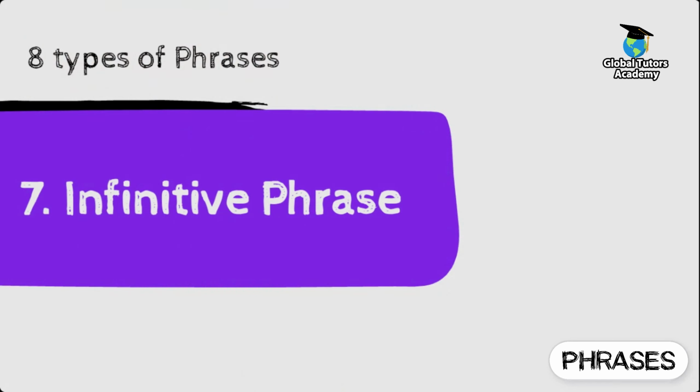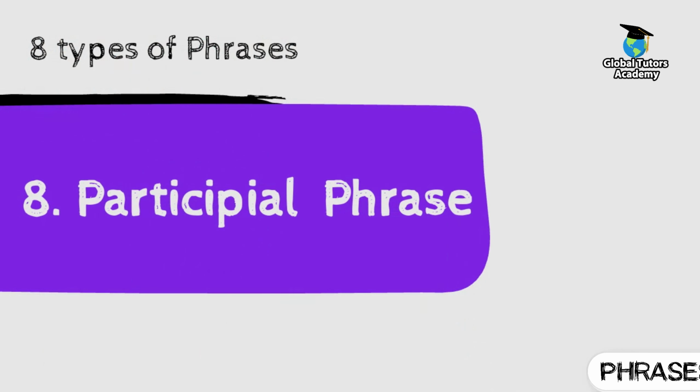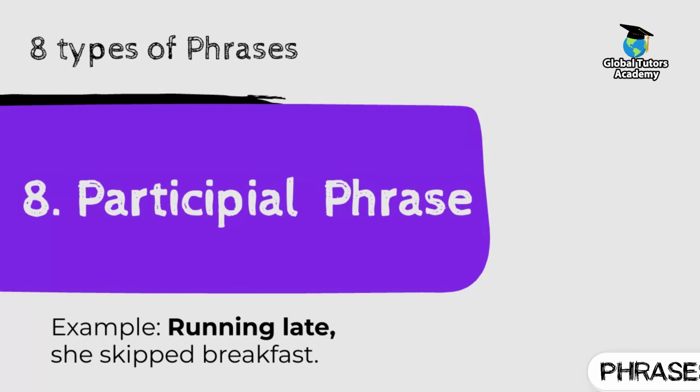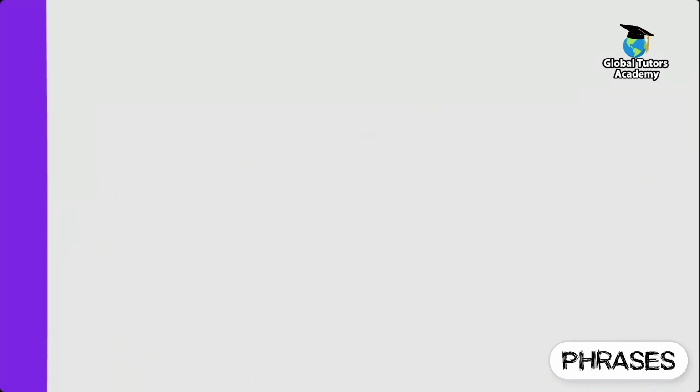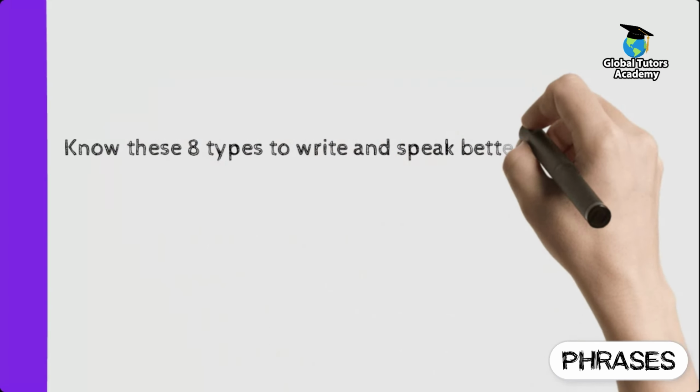7. Infinitive phrase. Example: I love to read books. 8. Participial phrase. Example: running late, she skipped breakfast. Know these 8 types to write and speak better.